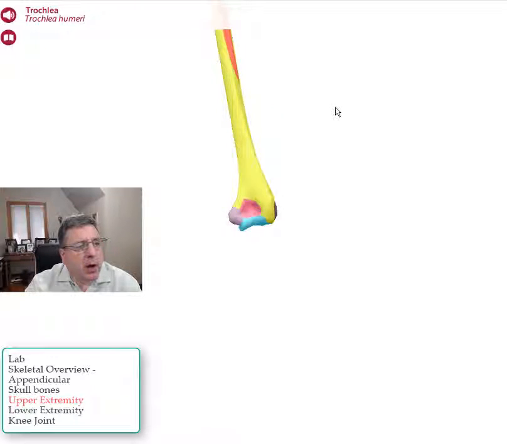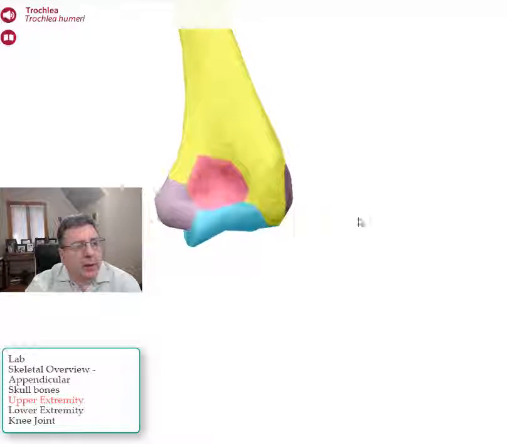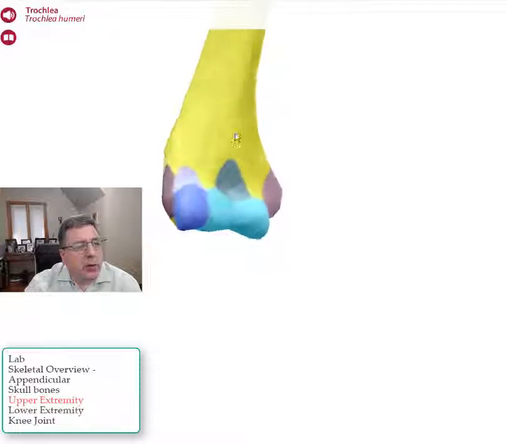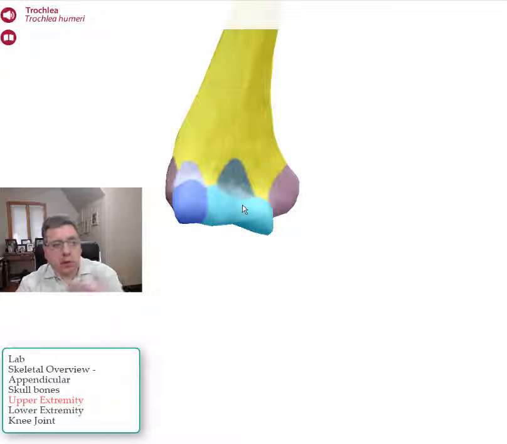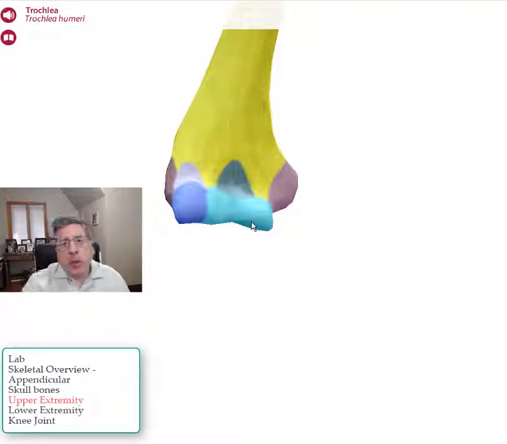Let me move this up, okay? And this part highlighted in blue is the trochlea. We're going to have two articulating surfaces, this one and this one. This portion is called the trochlea, and it is going to articulate with the olecranon of the ulna, okay? Once we talk about the ulna, I'll point that one out.